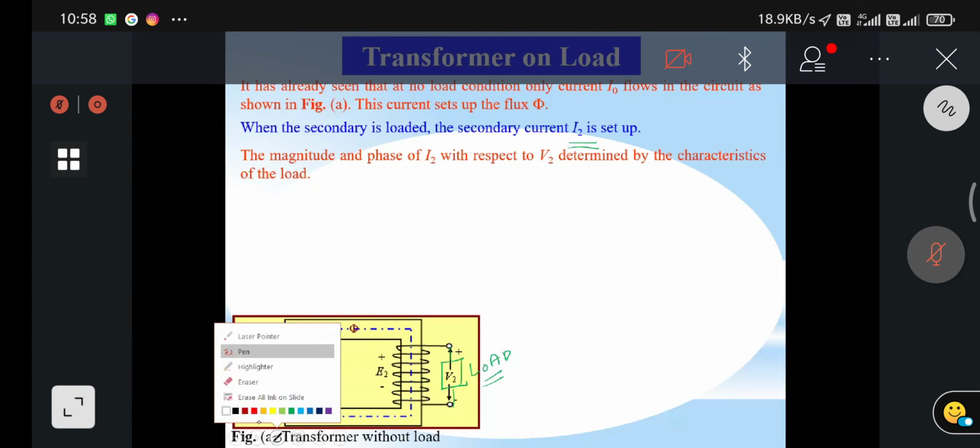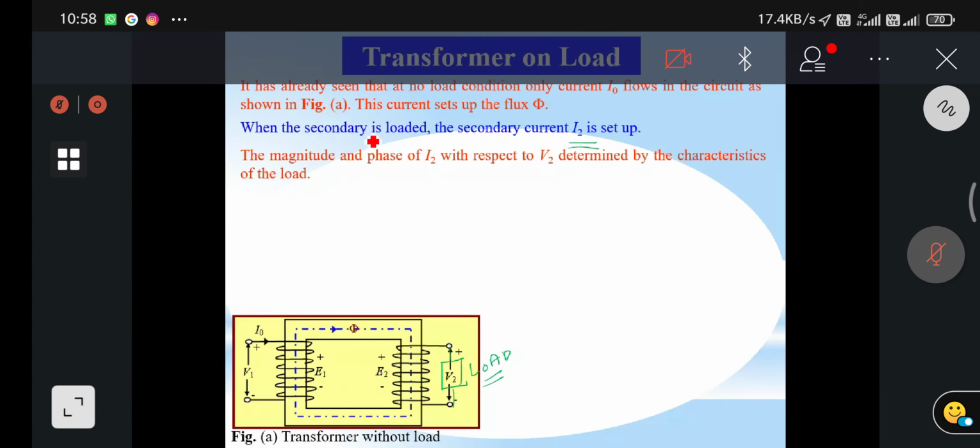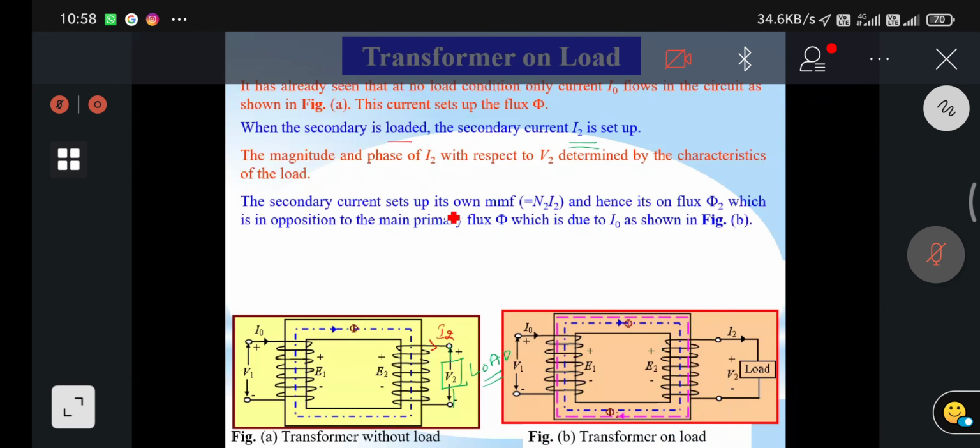So when the secondary is loaded here, I2 is set up. The magnitude and phase of I2 with respect to V2 are determined by the characteristics of the load. The secondary current sets up its own MMF, that is N2 I2, and its own flux Phi2. When the load is connected here, this Phi2 will be present.